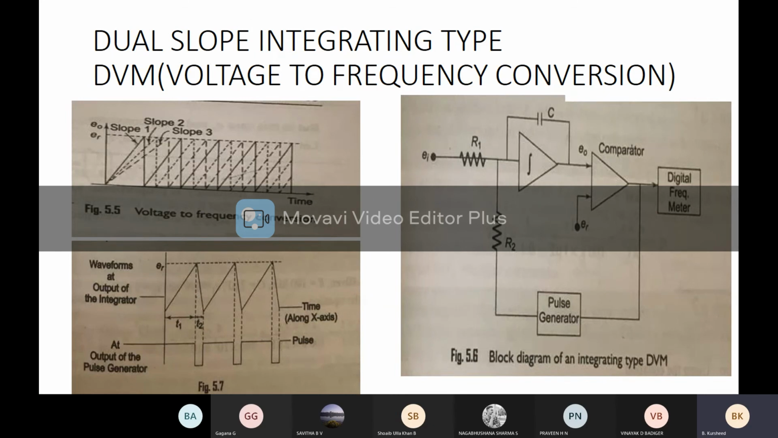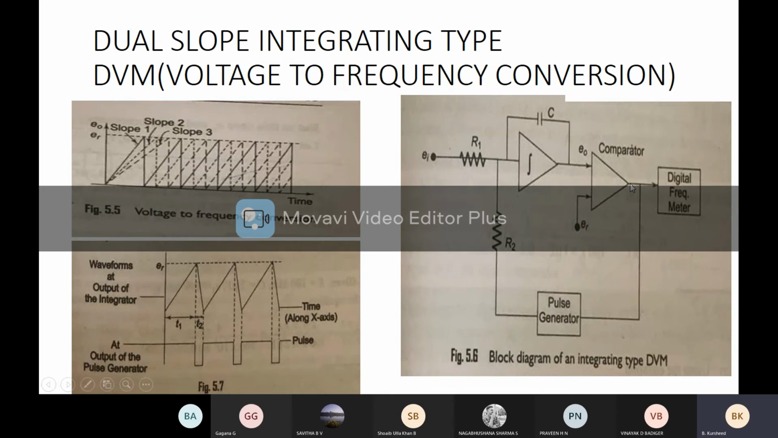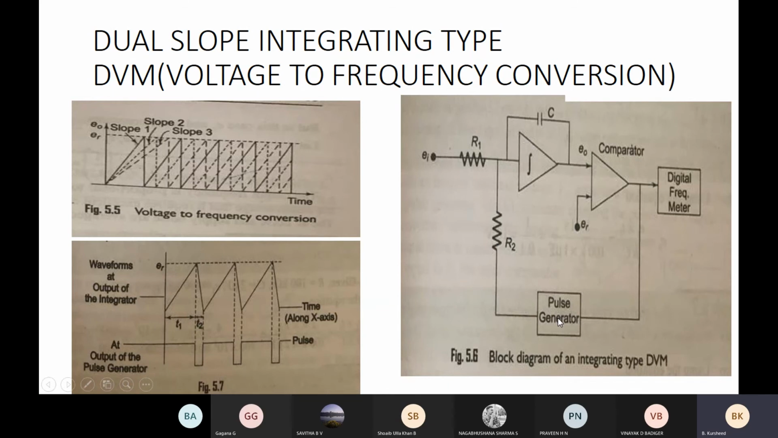What happens when you give an input voltage? Simple way: the capacitor will be charging. Until where will it charge? Until the reference voltage. When the reference voltage is reached, the comparator changes state, which means the output becomes 0, so as to trigger the precision pulse generator. When the output is 0, it automatically triggers the pulse generator.